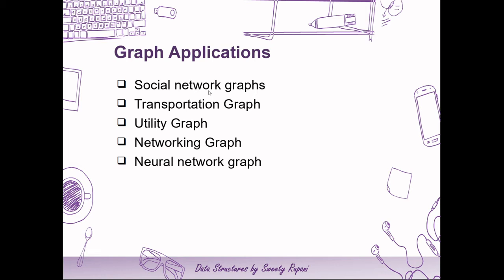Next one is a utility graph. You can say that the power grid, the internet, and the water network are all examples of graphs where vertices represent connection points and edges are the wires or pipes between them. Next one is a networking graph. We can say a network packet traffic graph where vertices are IP addresses and edges are packets that flow between them.